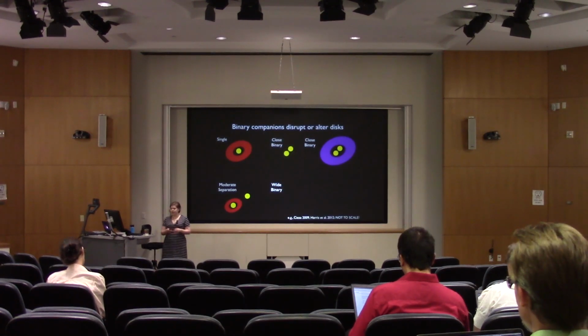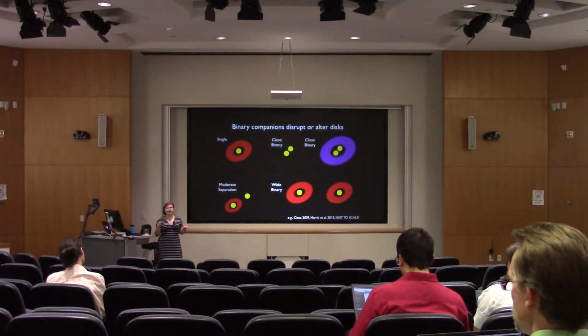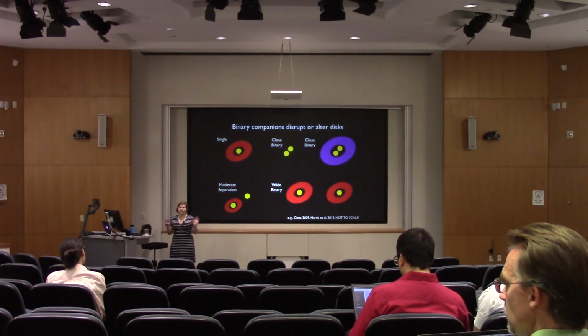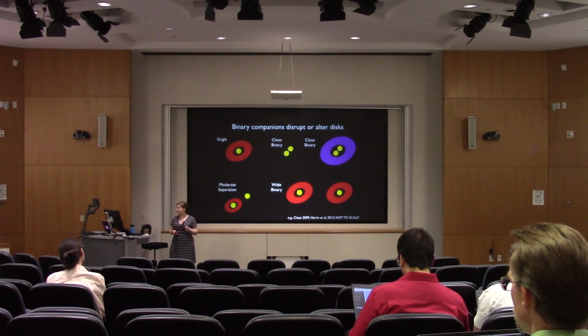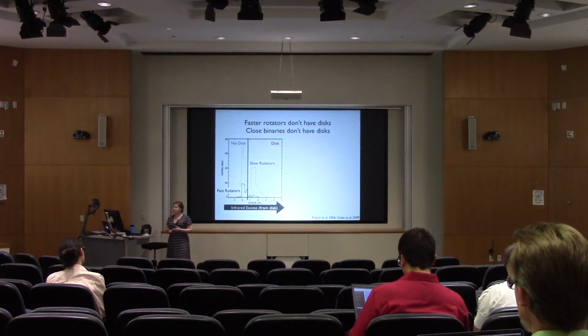For a moderate separation binary, maybe both stars have smaller disks, maybe only one star keeps its disk. And wide binaries, at some point they just are behaving like 2 single stars. Their orbits are too wide to have any kind of gravitational or photoevaporative interaction. And we do see evidence of this.